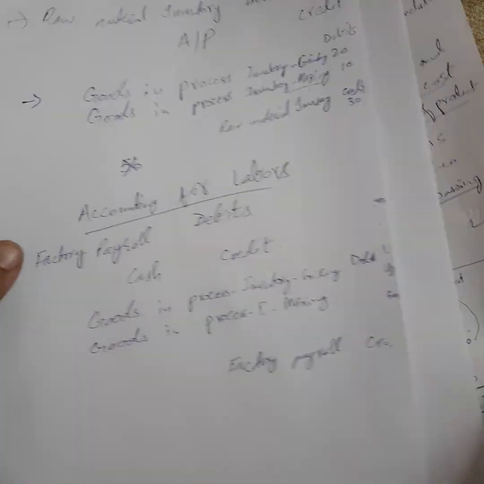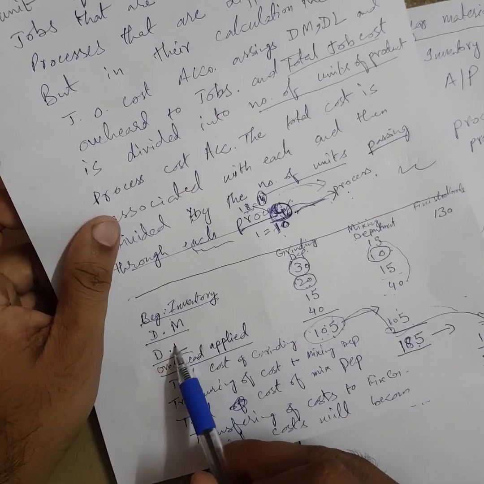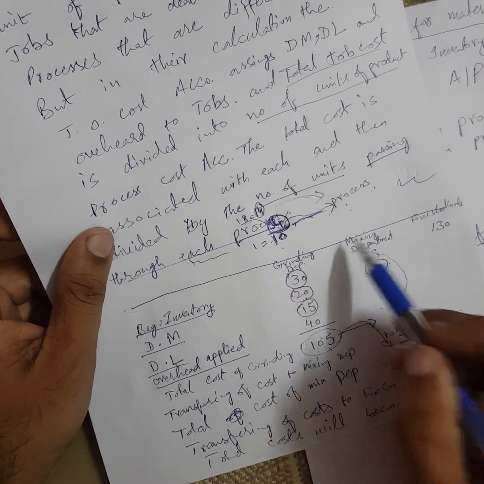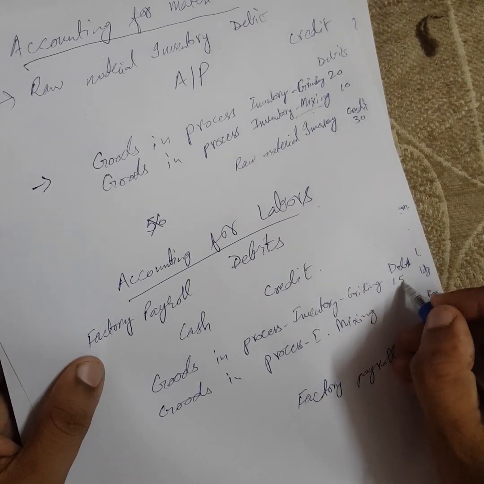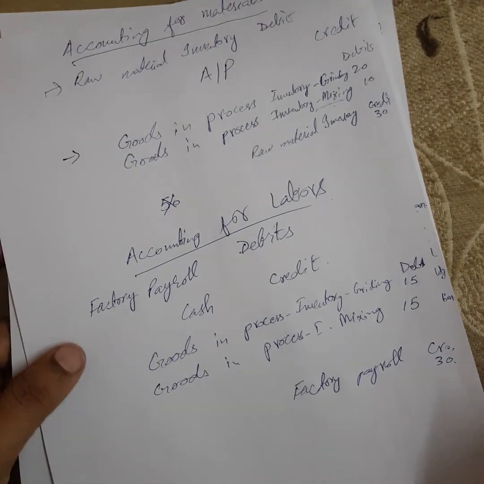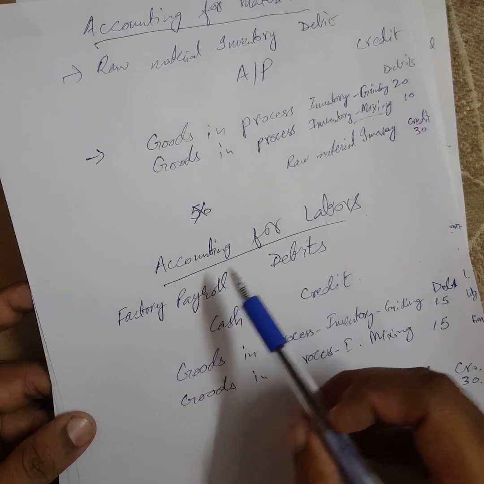Now again we will see our sheet. The labor of the grinding department was 15 rupees, and the labor from the mixing department was 15 rupees. So our entry will become 15 rupees debit, 15 rupees debit, and total payroll of 30 rupees credit. So this is our entry to deal with the accounting for labors.